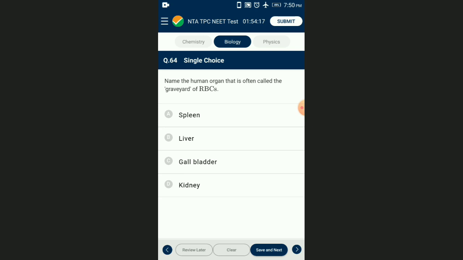Question number 64. Name the human organ that is often called the graveyard of RBC. Erythrocytes or red blood cells are the most prevalent cells in the blood. A healthy adult possesses approximately 4.5 to 5.5 million RBC per cubic mm of blood. Here, the spleen is commonly called the graveyard of RBC. So the answer for this question is option A, spleen.